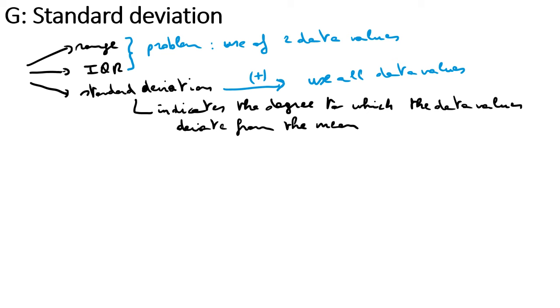Okay, let's check an example. So let's say we have the following values: 2, 3, 5, 9, 11. Since we are interested in the deviation from the mean, let's calculate the mean first. So that is the sum of all the values that we have here: 2 plus 3 plus 5 plus 9 plus 11 divided by the number of values, which is 5. So if we add all this, we get 30 divided by 5 is 6.